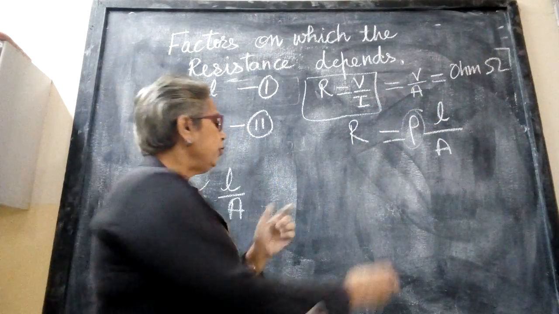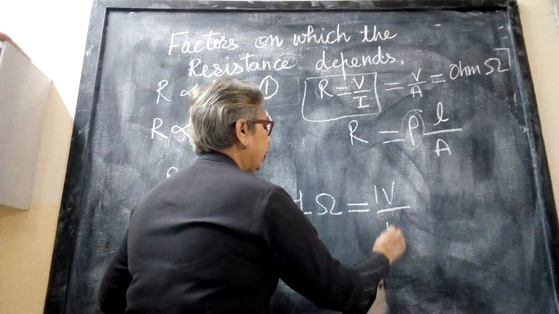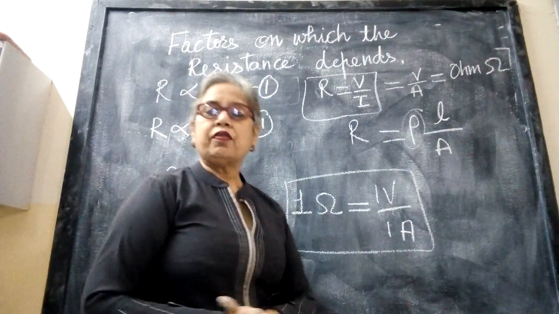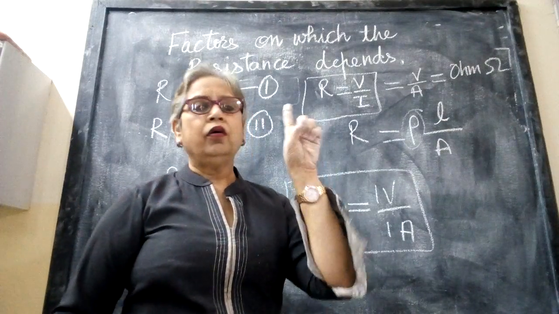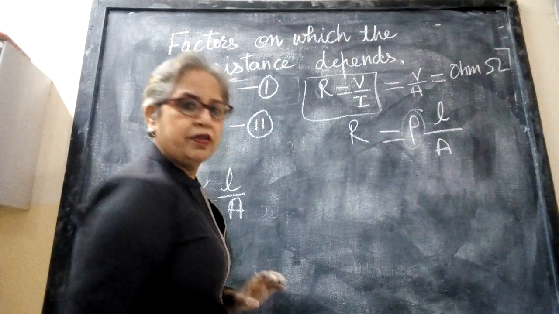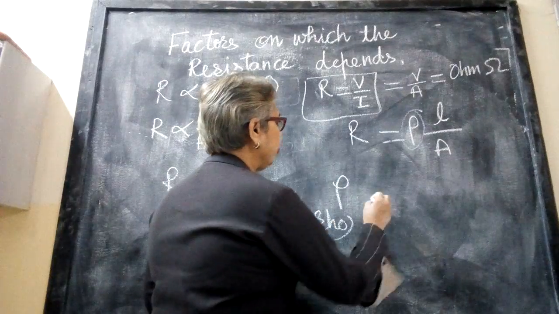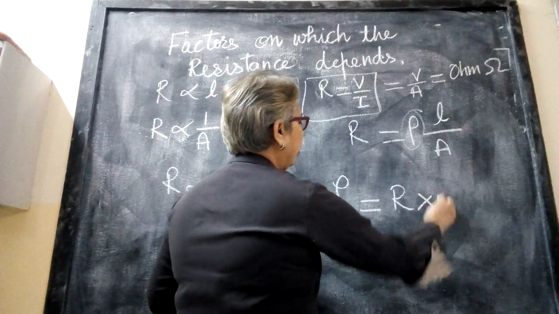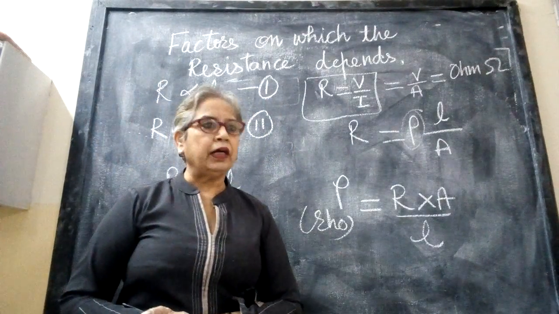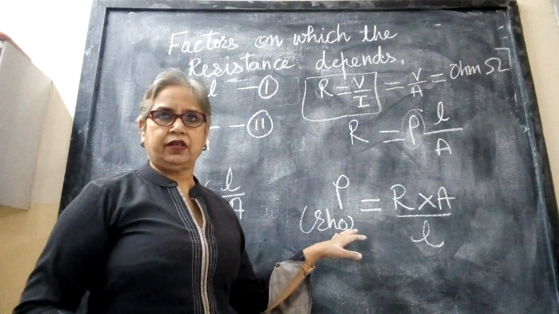Okay, now how to define 1 ohm? So the resistance will be 1 ohm if the potential difference is 1 volt and the current through the circuit is 1 ampere. We say that the resistance is 1 ohm. I think this is clear. Now I move to the topic of resistivity. So rho, RHO, it is pronounced as rho. Rho is equal to R into A upon L. Okay, this is the mathematical formula for finding the specific resistance or the resistivity.